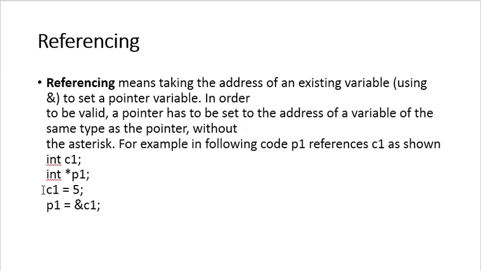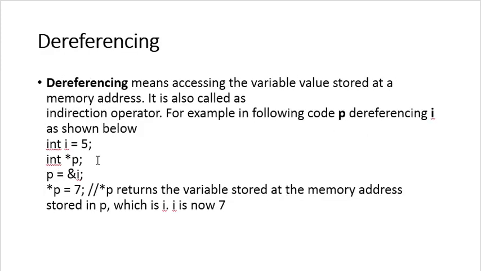Here you have assigned the address of C1 to P1, so pointer P1 will be pointing to the variable C1. Dereferencing means accessing the variable value stored at the memory address. It is also called the indirection operator. For example, in the following code, P is dereferencing i, as shown below.